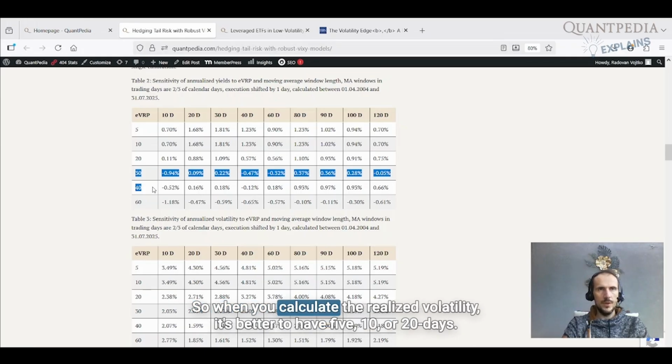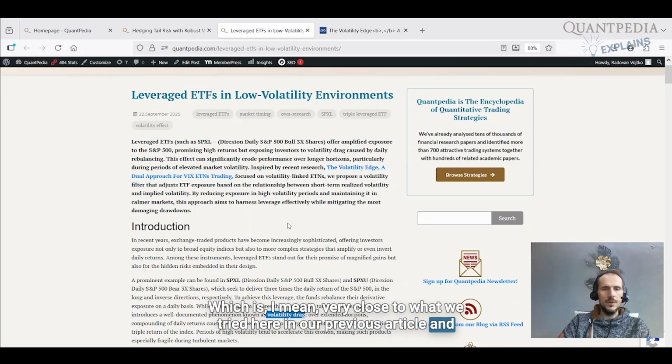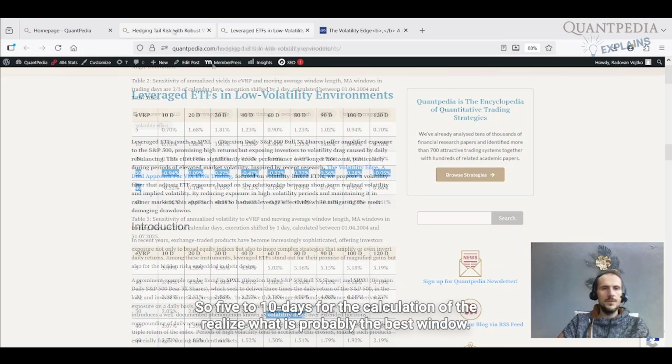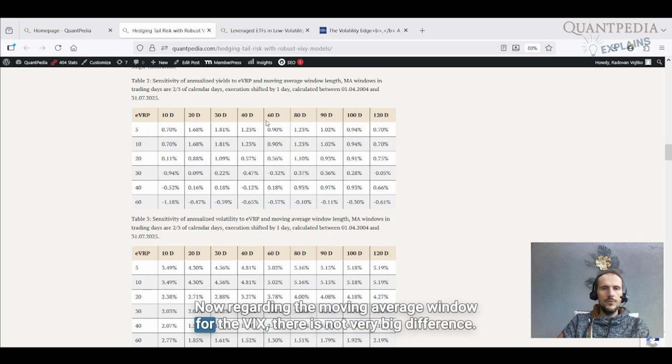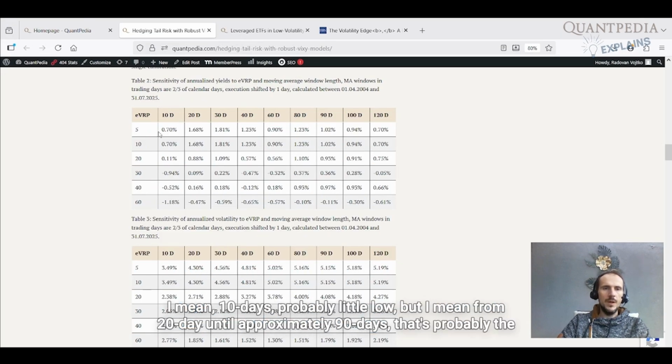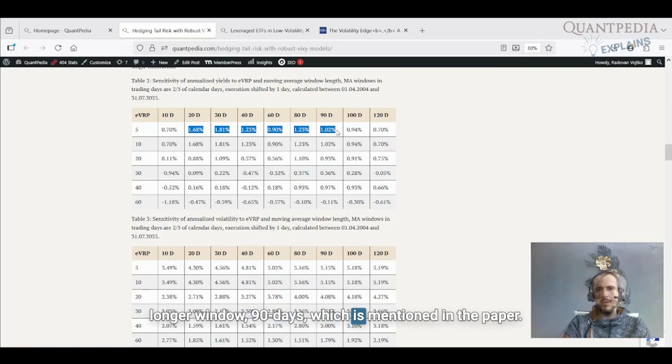When you calculate the realized volatility, it's better to have 5, 10 or 20 days, which is very close to what we tried in our previous article when we tried to time the leveraged ETFs. So 5 to 10 days for the calculation of the realized volatility is probably the best window. Now, regarding the moving average window for the VIX, there is not a very big difference. 10 days is probably a little low, but from 20 days until approximately 90 days is probably a good window. And it's up to you if you would like to use a shorter window, which is performing a little better, or a longer window, 90 days, which is mentioned in the paper.